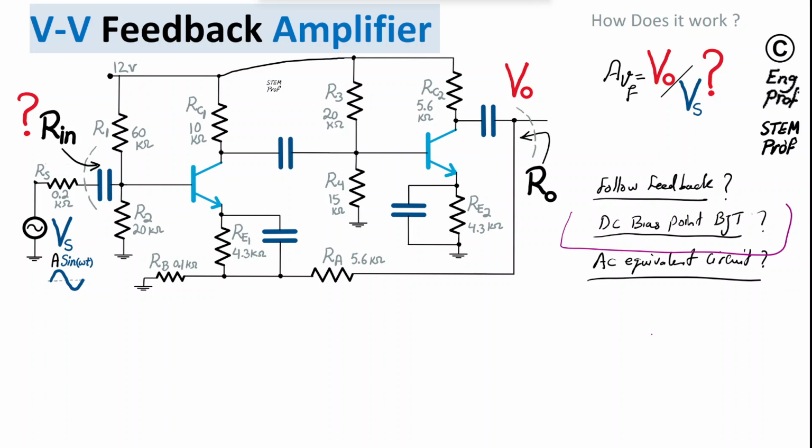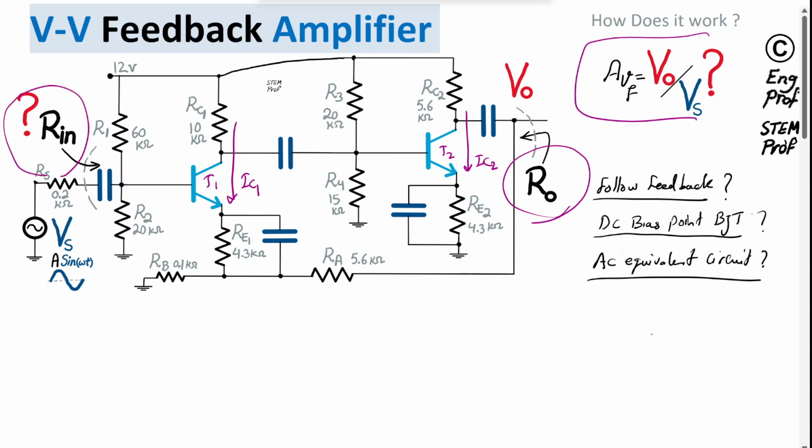Then after that, I need to do the DC bias point computation for the BJT so that I find the operation point, and therefore I find the DC collector currents of transistor T1 and also transistor T2, so that then I can use them for AC analysis. And finally, after doing that, I would do the AC equivalent circuit. I'm going to show the AC equivalent circuit and how we can find the values of these parameters for this feedback amplifier. Okay, so first, follow the feedback.